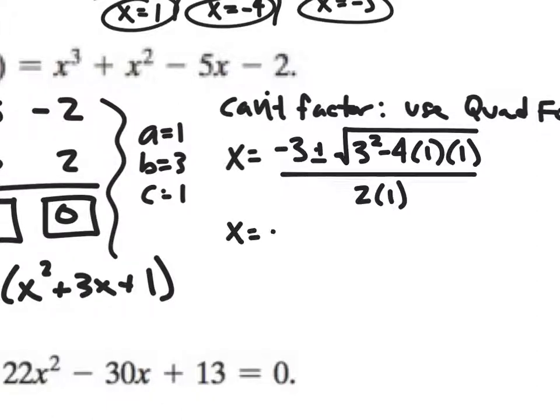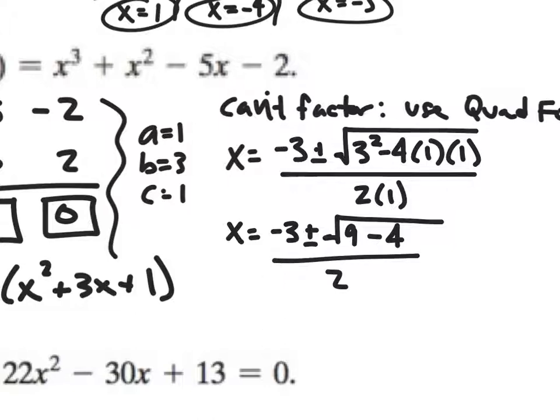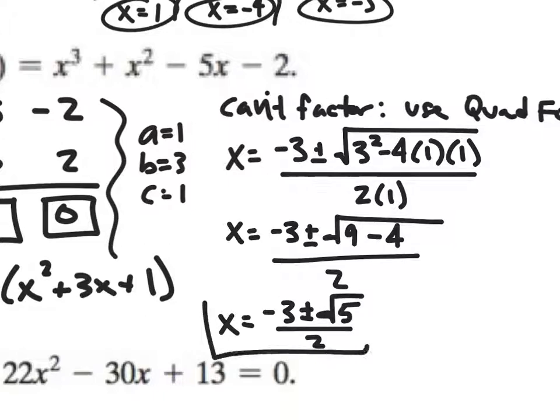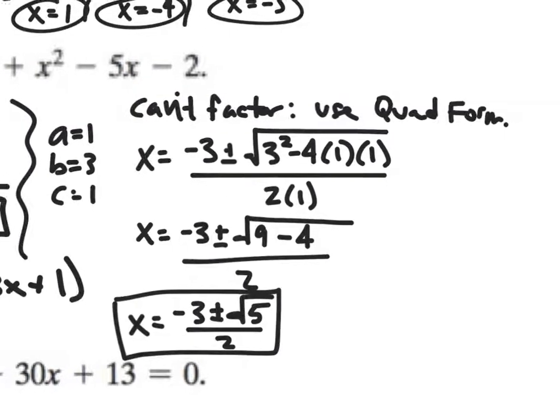Okay, so here's what we're going to get. X is equal to negative 3 plus or minus the square root of 9 minus 4, because 4 times 1 is 4, over 2 times 1, which is 2. So I get x is equal to negative 3 plus or minus the square root of 5 over 2. I can't evaluate the square root of 5. So here are my other zeros, and all we're doing is solving for x.